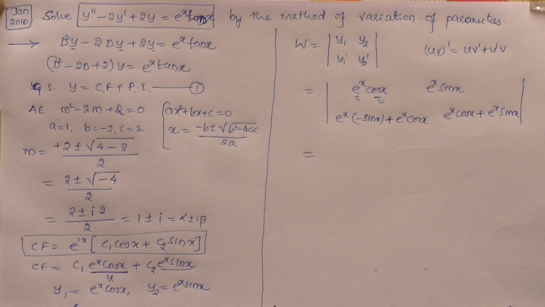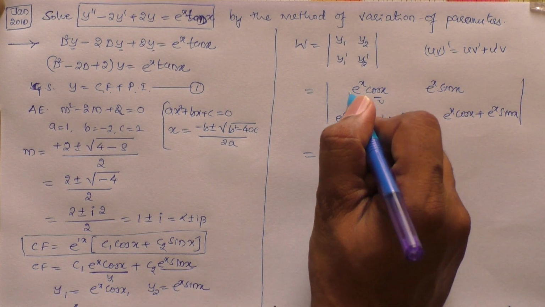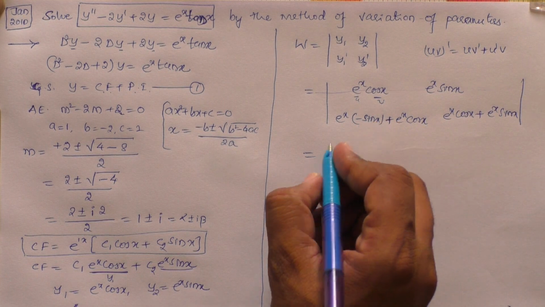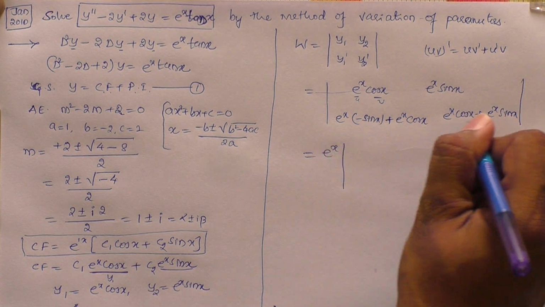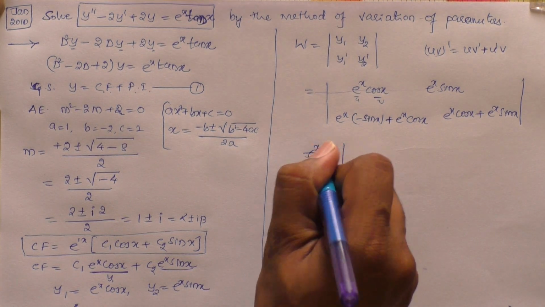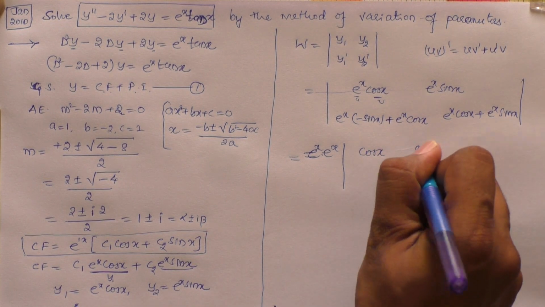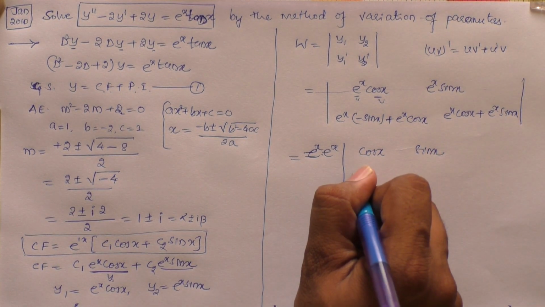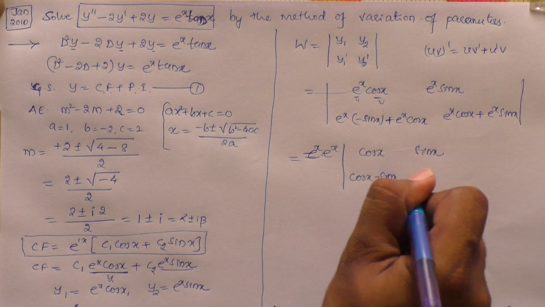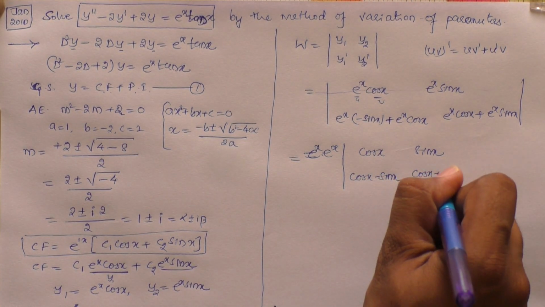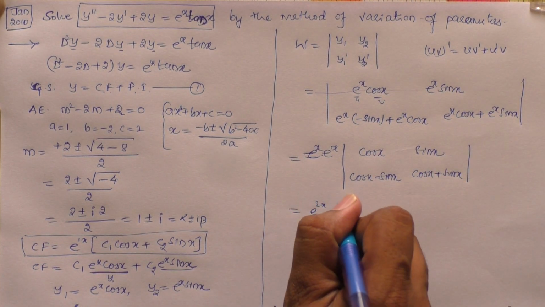Now let us simplify the determinant. Before simplifying, the first row has a common e raised to x, so take e raised to x outside. The second row also has e raised to x, so take it common. So e raised to x is common, and the terms are cos x, sin x in the first row, and cos x minus sin x, cos x plus sin x in the second row. So now e raised to 2x is outside.